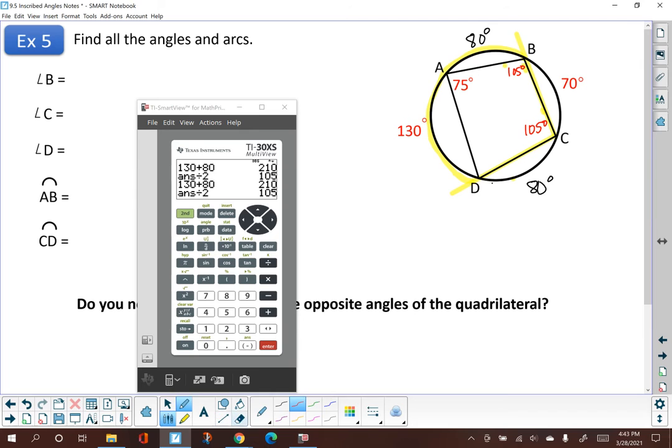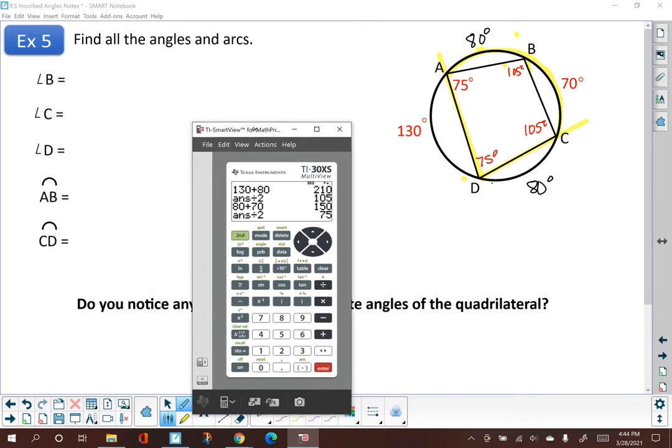And finally, we have angle D down at the bottom. So thinking about which arc angle D intercepts, angle D intercepts this 80-degree and 70-degree arc both. So if we add those two together, we get 150 degrees, and half of that, because the inscribed angle is always half of its intercepted arc, is 75 degrees.